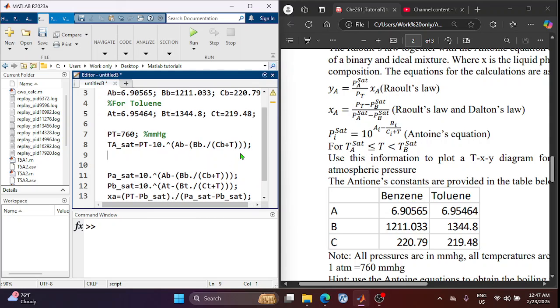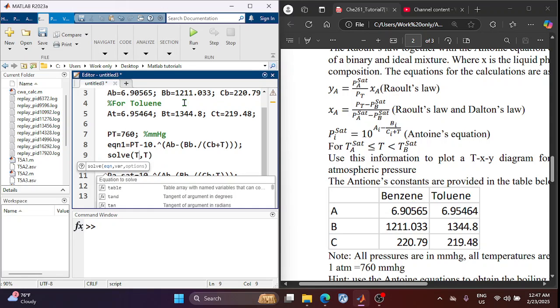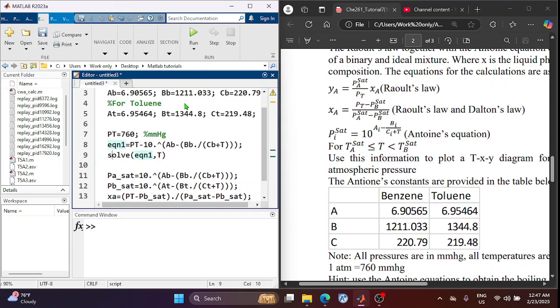Then I can say solve for T. So I'm going to solve TA sat for T, so that it solves and gives me the value of T at that point. Let me use a different expression for this. Let me call this equation 1. I think that's better. So this becomes equation 1. I want to solve equation 1 for T. So I'll put here TA sat to be equal to that.